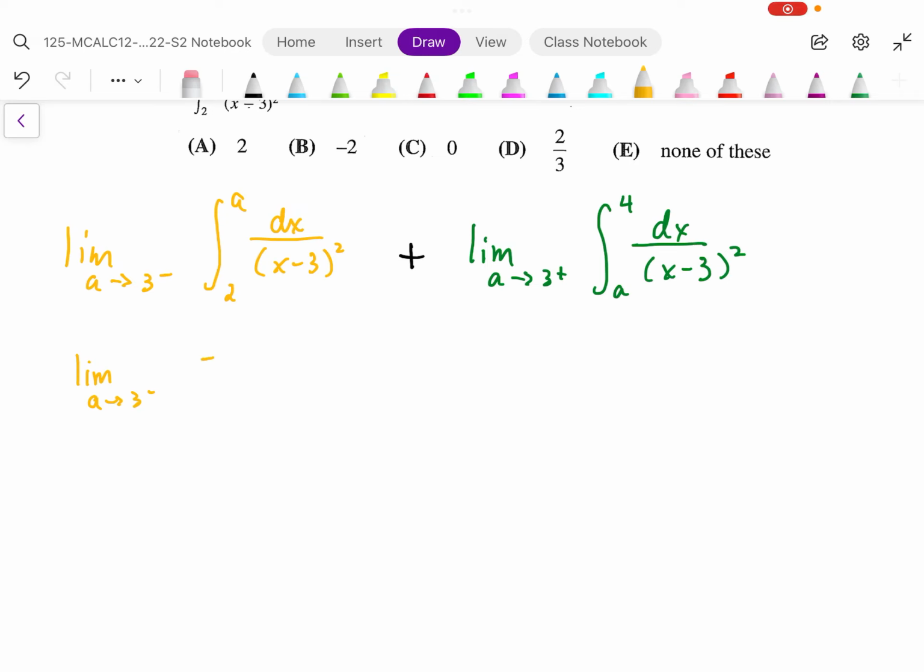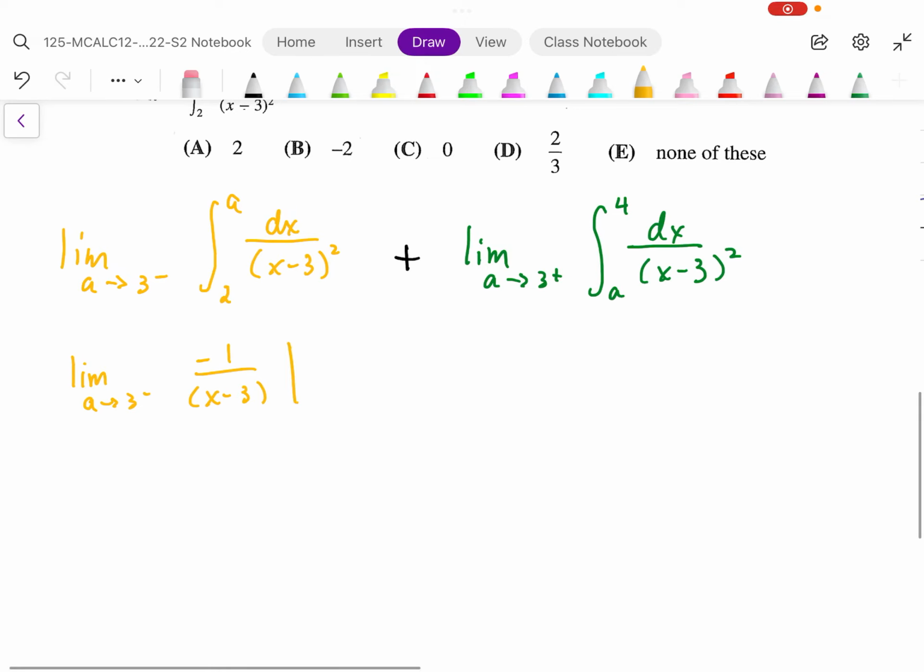The antiderivative of this is going to be negative 1 over (x minus 3) to the power 1. So the negative puts it in the denominator. And I end up with a bound of 2 to a. So I use my power rule. The power is negative 2, so it goes to negative 1. I account for that negative 1 power with that negative 1 in the numerator. And then I increase that power to negative 1, I just leave it in the denominator like that.